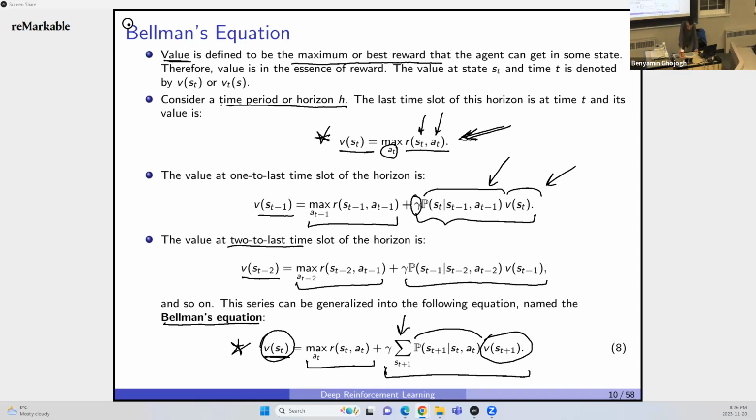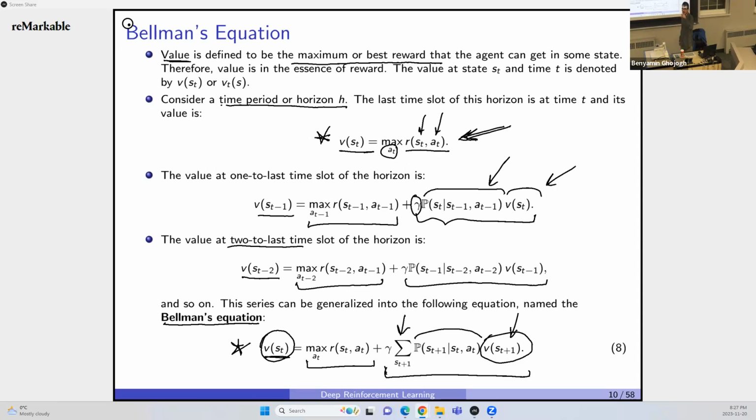Agreed? If you ignore this value here, the summation of probability becomes 1. Probability of going from ST to ST plus 1, but I sum over all of the ST plus 1s. This becomes 1, but I have this value here, right? So I'm basically considering all of the possible next states, and I discount that. Okay? You might be wondering, why don't I have gamma to the power t?